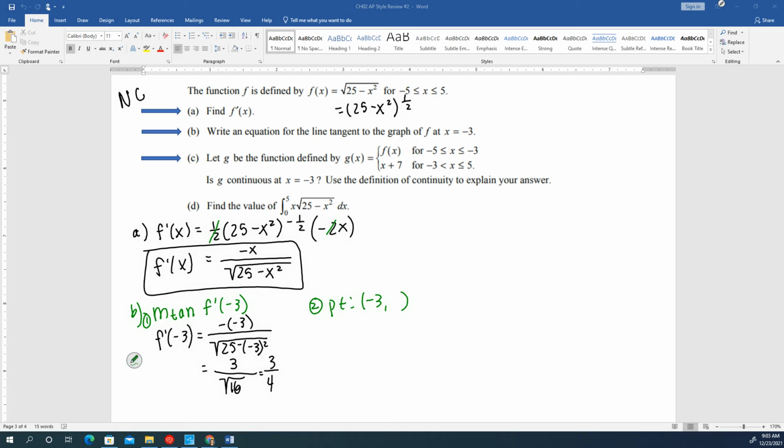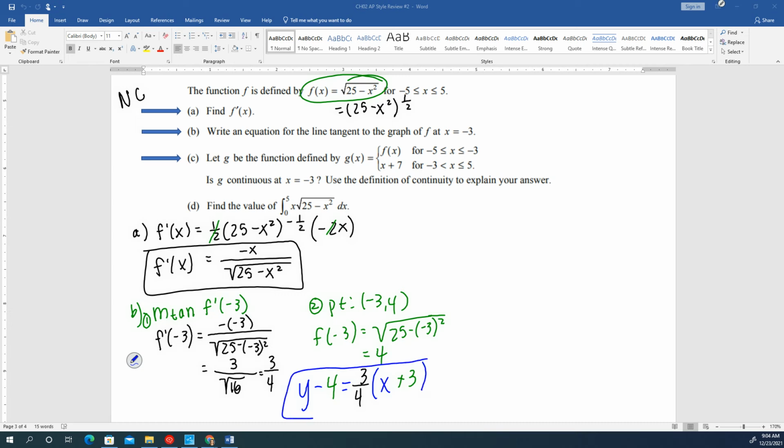To find the point, just plug it into the original function here, which you could probably do in your head, but since this is an FRQ, we should show our work here. We get 4. Square root of 16 is 4. So we have the point -3, 4. All right, so to write the equation of the tangent line, point slope form, y minus y1, which is y minus 4, equals m. The slope is 3/4. We use the derivative to find that. Times x minus x1, which is -3, so x + 3, and then you can just leave your answer like that. Not bad.